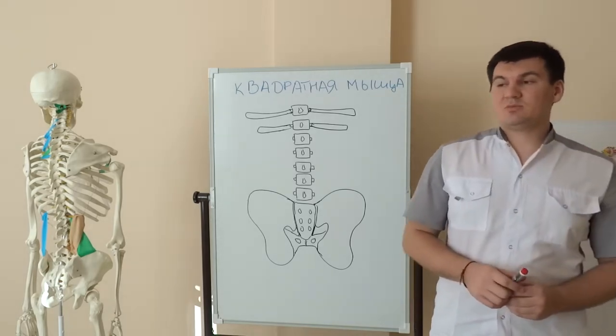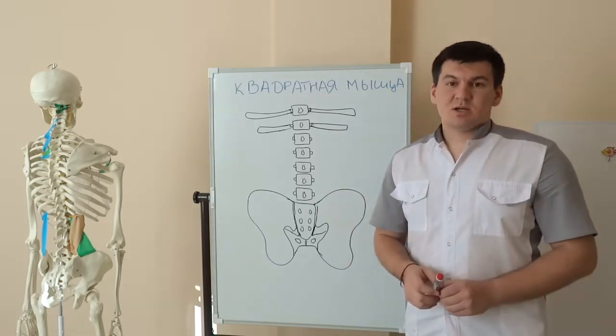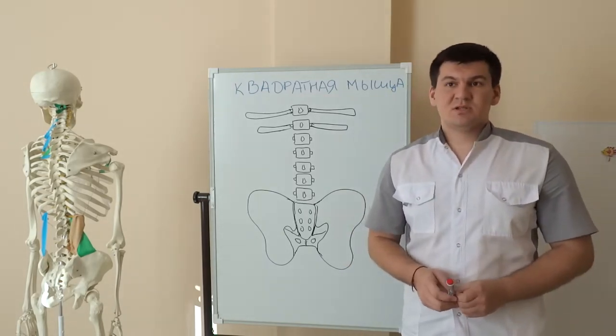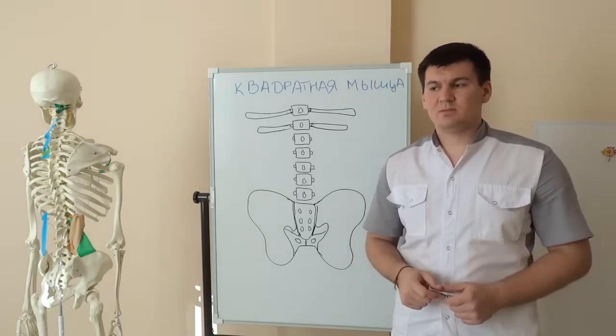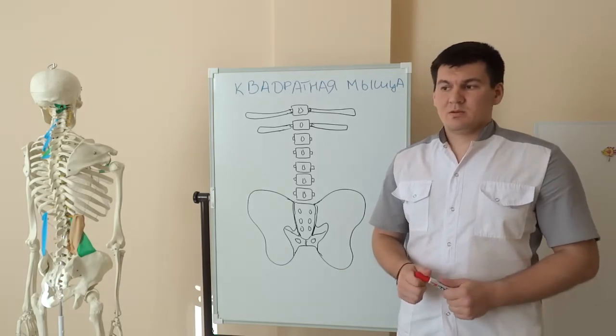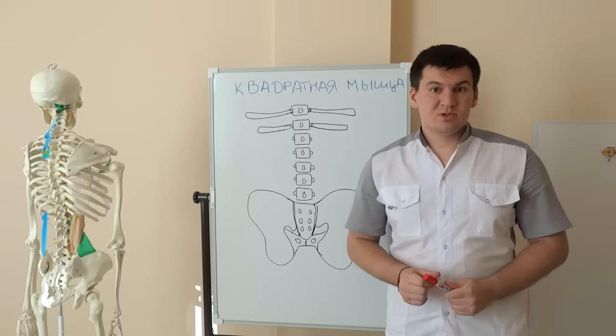We will go into detail about all the muscles that are involved in stabilizing the lumbar section of the spine. We will go into detail about all the exercises. And let's start with the Quadratus Lumborum muscle.